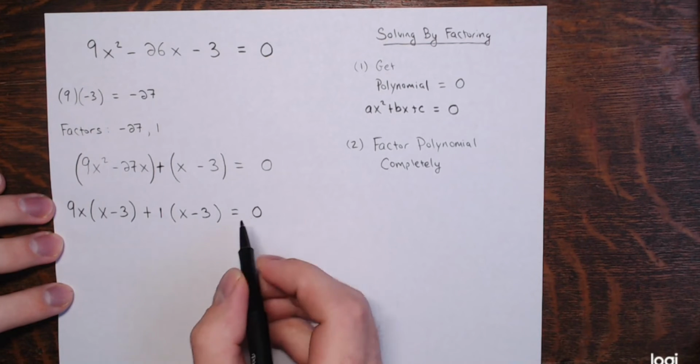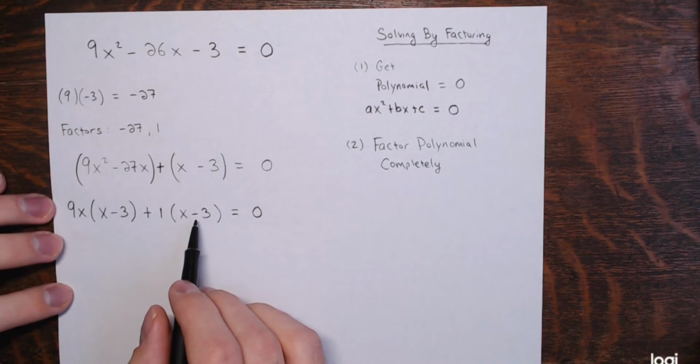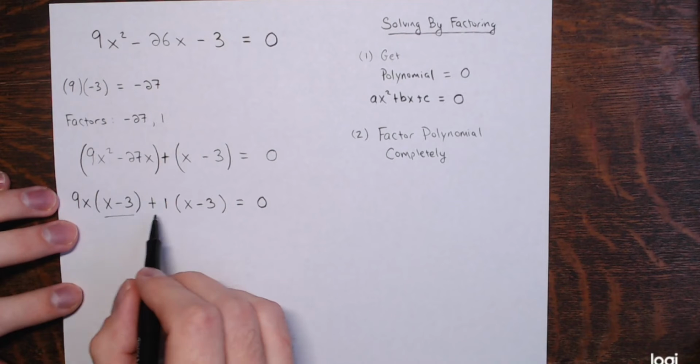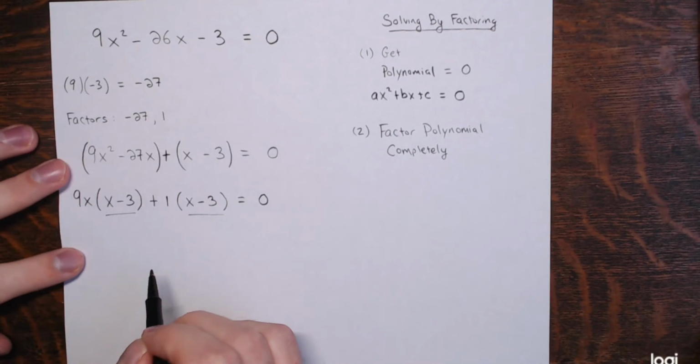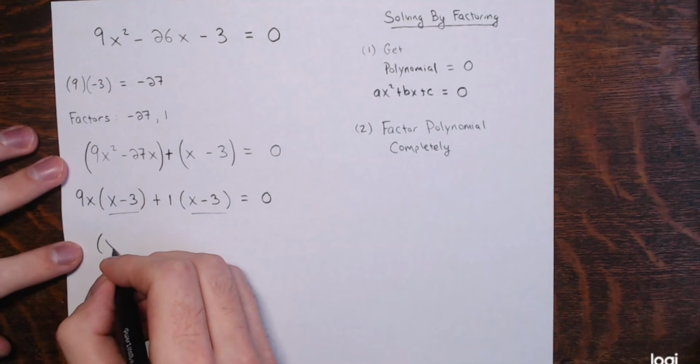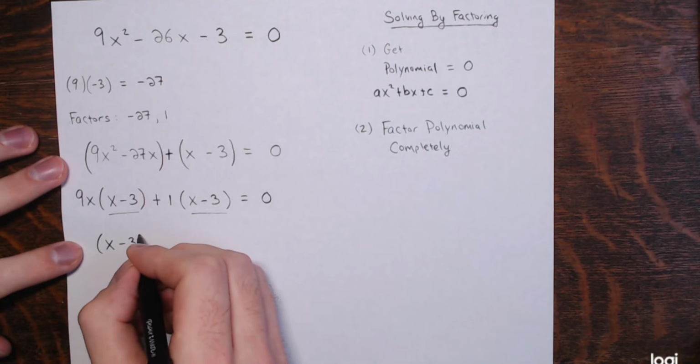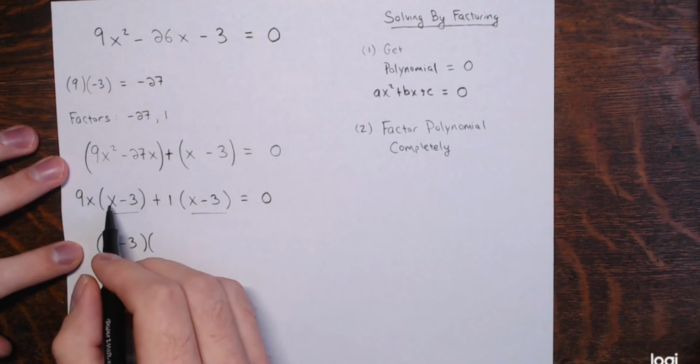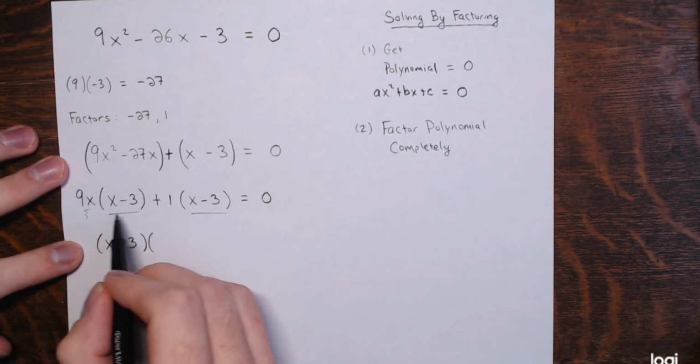And then you look at the thing as a whole. There are two products here. Both those products have x minus 3 in common. Factor that out. So the x minus 3 comes out, and if x minus 3 is removed, the remaining factor is 9x plus 1.